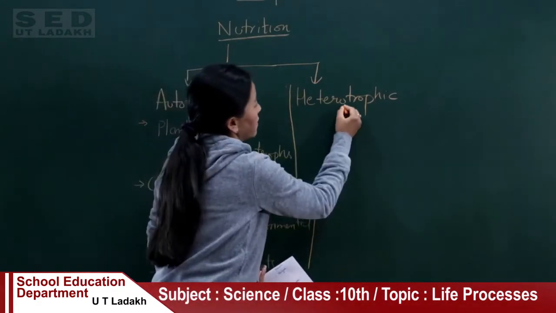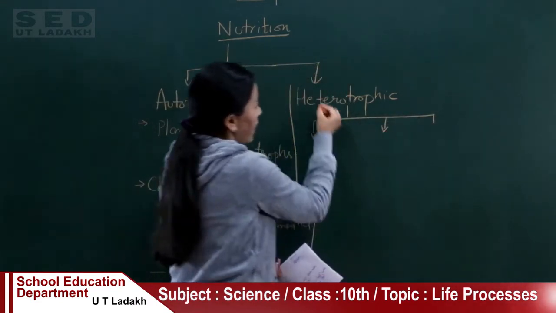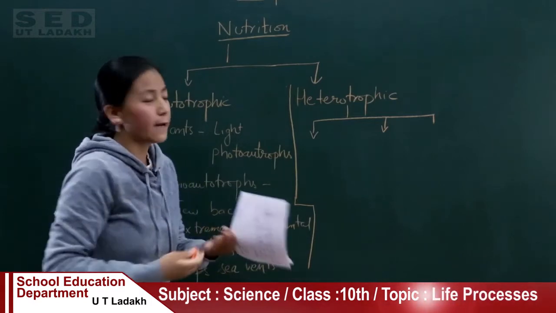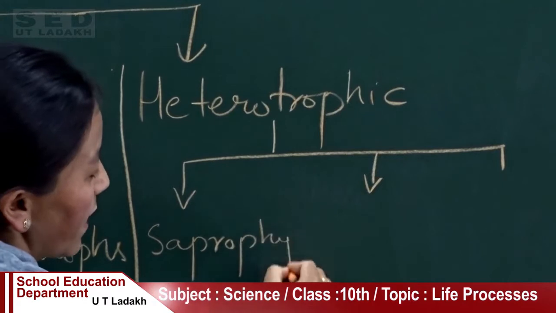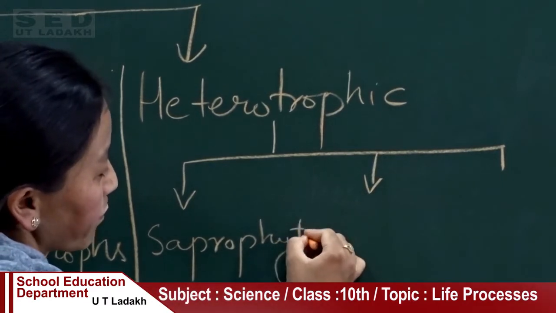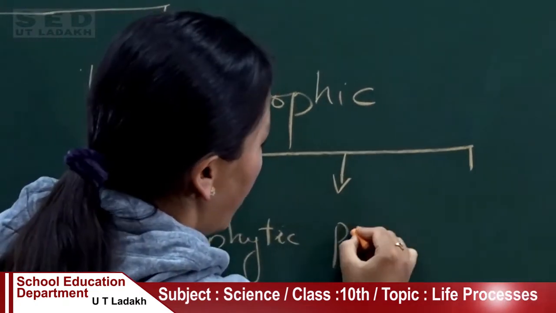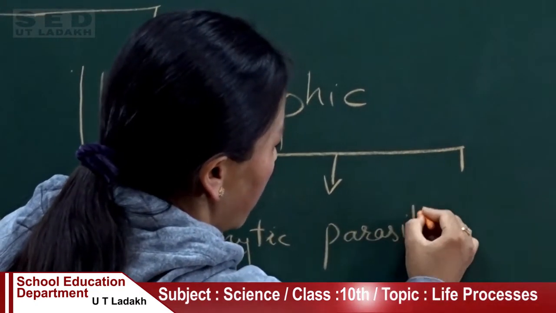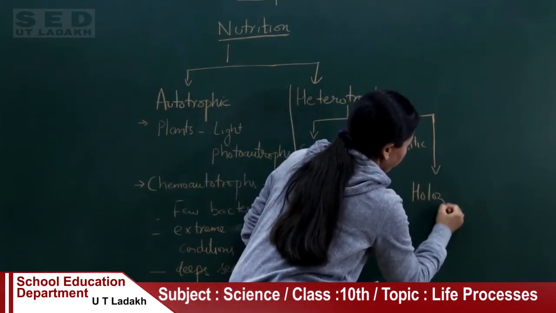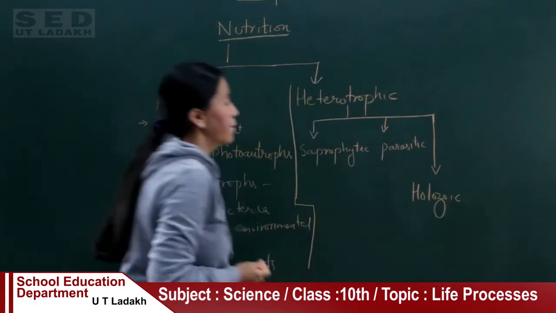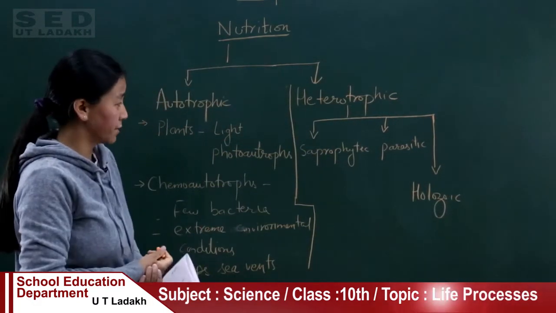But we have other subtypes of the heterotrophic mode of nutrition. We can talk about the saprophytic mode of heterotrophic nutrition. We have the parasitic mode of nutrition, and we have the Holozoic mode of heterotrophic nutrition, about which we will discuss in the next section.